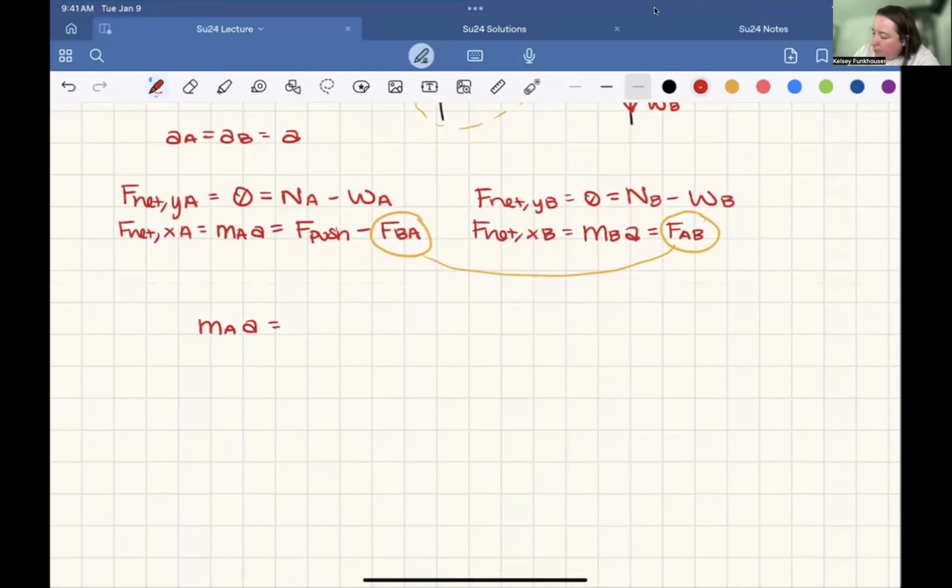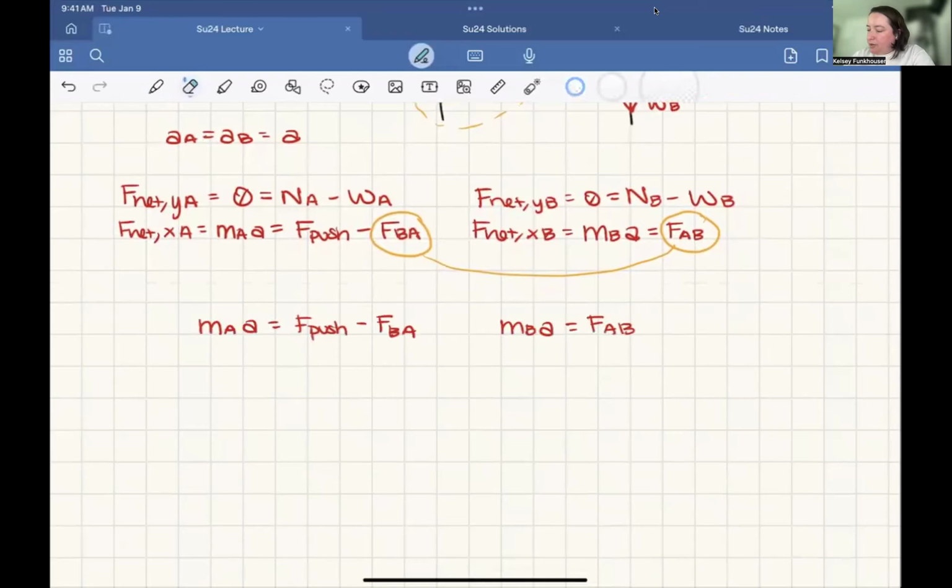MA times acceleration equals the pushing force, FBA, and then we have mass B times A equals FAB. So like I said, FBA and FAB are the same magnitude. The direction is already accounted for in writing our force equation, so we don't have to worry about that part.